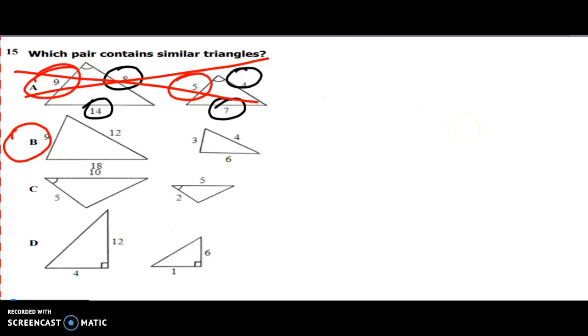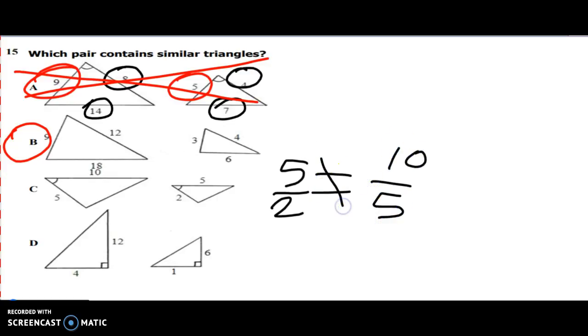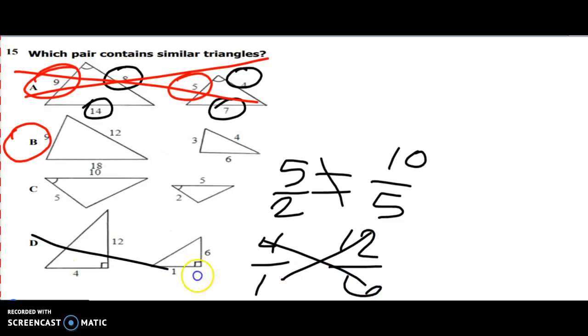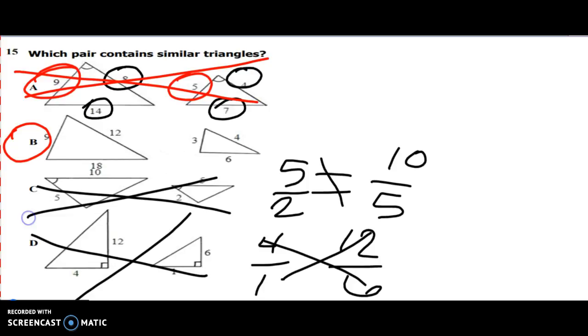I don't know enough information about this one, but 5 over 2 compared to 10 over 5, they are not equal. If I compare 4 over 1 and 12 over 6, they are not equal. So the only one that could be similar is choice B.